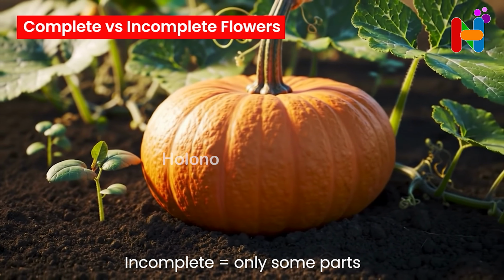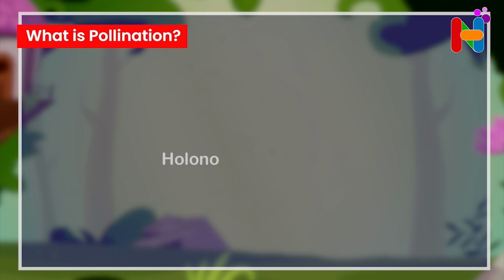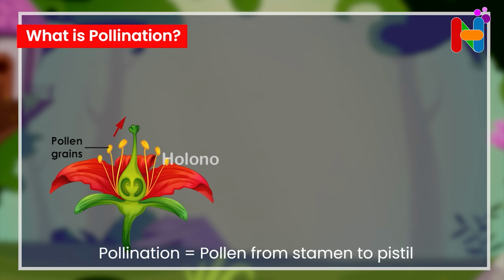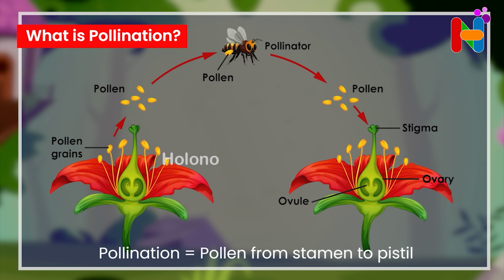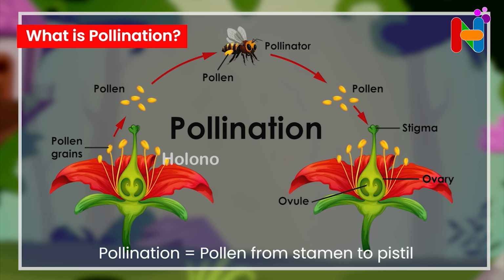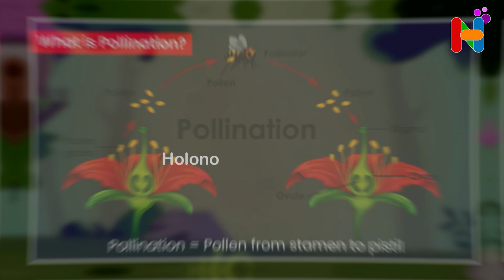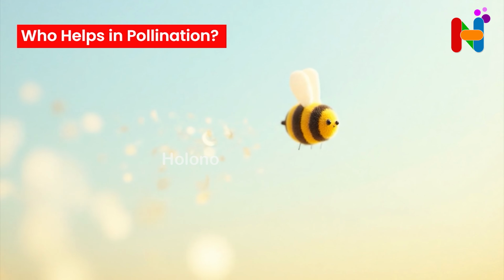Pumpkin. What is pollination? Pollination is the process of moving pollen from the anther, the male part, to the stigma, the female part. This step is needed to make seeds. Who helps in pollination? Pollination happens with help. Bees, butterflies, birds, wind, and water carry pollen between flowers. They're called pollinators.